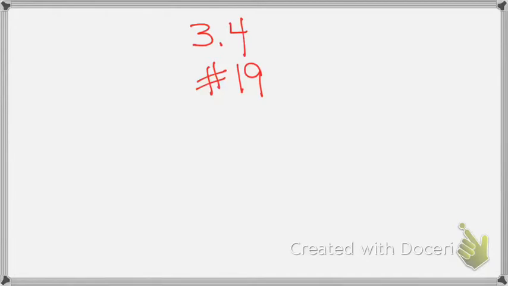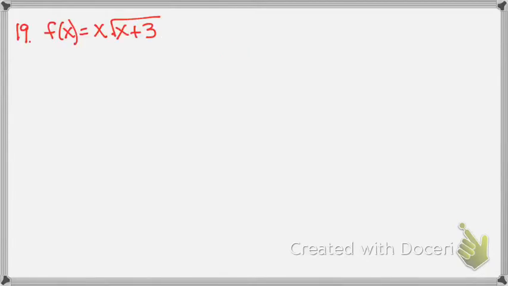Okay, number 19. Okay, we need a second derivative sign chart. So first I'm going to find the first derivative. And the first derivative is a product rule.